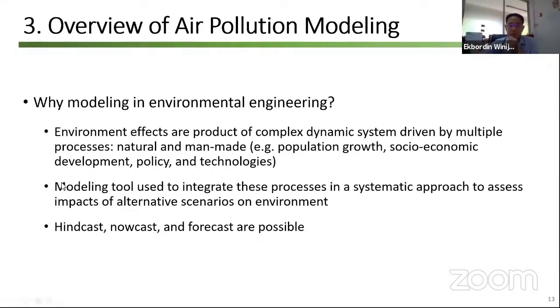The model that we use is the tool that we use to integrate those kinds of processes together, and they can be explained by using a systematic approach. Usually we use a mathematical approach to explain those kinds of phenomena. And then the model can predict what happened in the past, what happened now, and also what happened in the future.